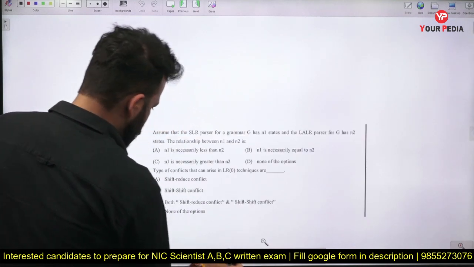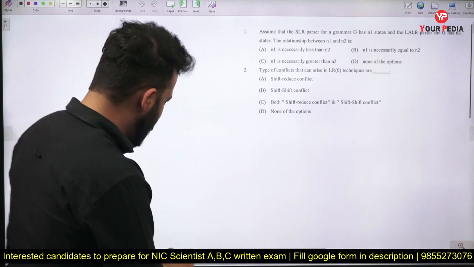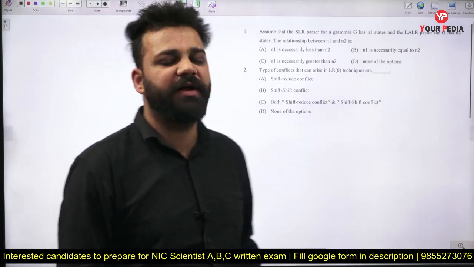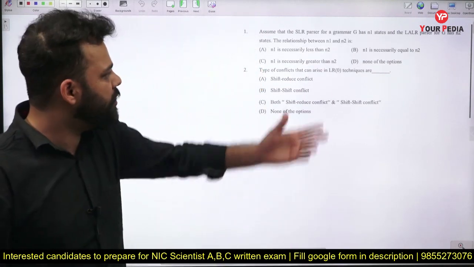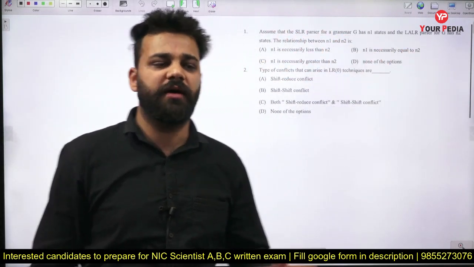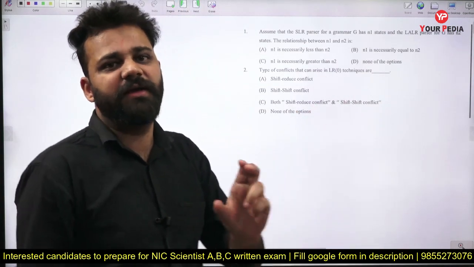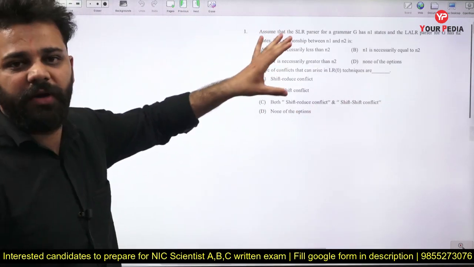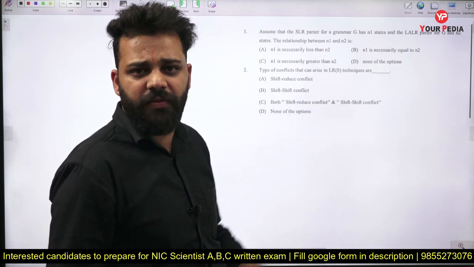So first is, assume the SLR parser for a grammar G has N1 states and LALR1 has N2 states. The relationship between N1 and N2 is. Now by reading the question you can understand that the level of question asked in the Technical Assistant A paper will be very less as compared to the question asked in the Scientist B paper. Because you can see it is a very easy question.